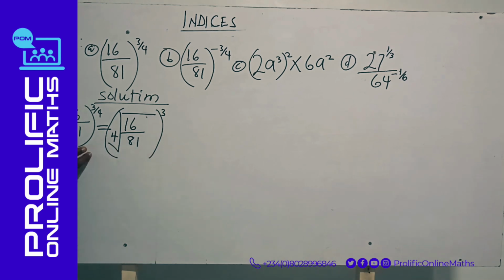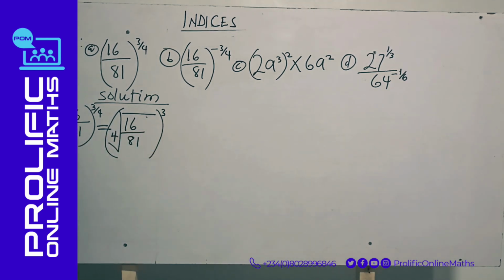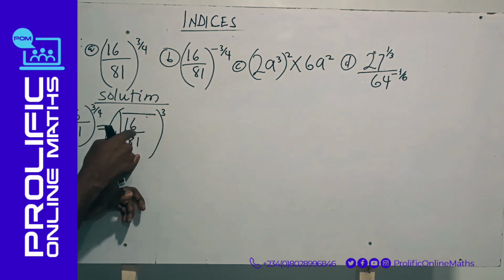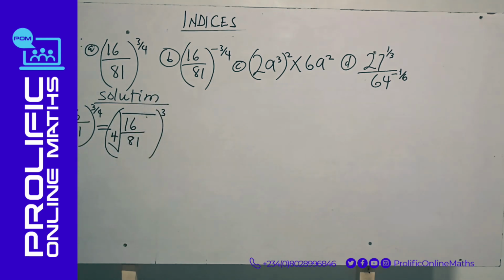So this can be expressed as this, and this can be expressed as this. (16/81) raised to power 3/4 can be expressed as the fourth root of what? The fourth root of 16 over 81, raised to power 3. So let's move on. So 16 all over 81 raised to power 3 over 4.